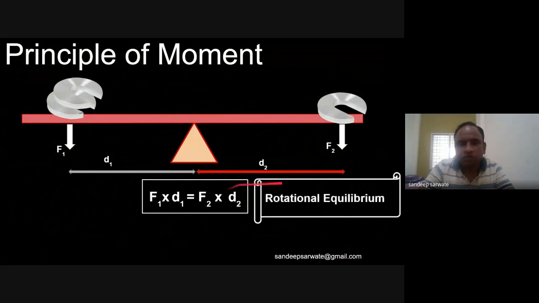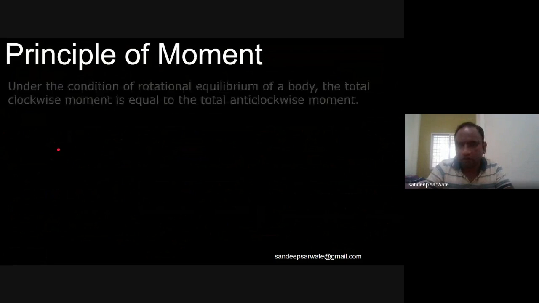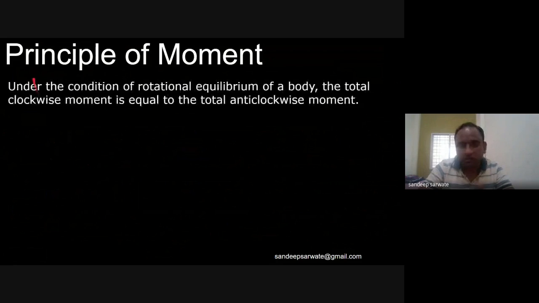Under this condition, this rod is neither going to rotate clockwise nor anti-clockwise. So in this condition, the rod is said to be in rotational equilibrium. So principle of moments talks about rotational equilibrium. That is, the rod is not rotating clockwise nor anti-clockwise. So in words, we can define the principle of moments: under the condition of rotational equilibrium of a body, the total clockwise moment is equal to the total anti-clockwise moment.